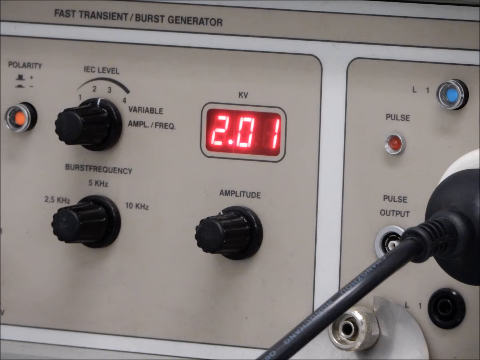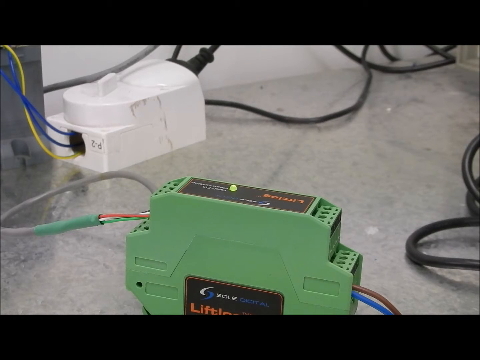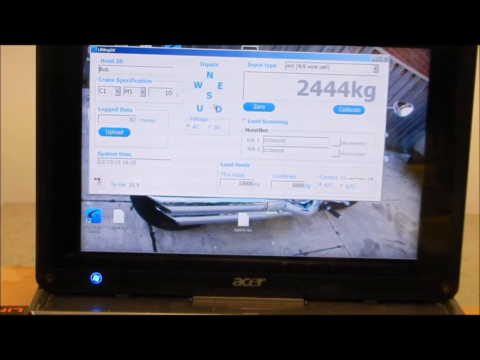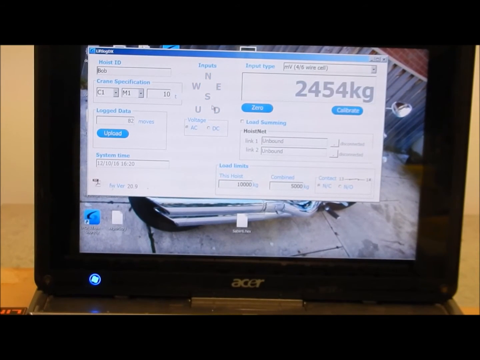When we increase the spike level to 2 kilovolts, you'll start to notice the unit goes into overload. The LED goes on and off intermittently, and that's a classic example that you've got electrical noise on the system. Also at 2 kilovolts, you notice the load has shifted to 2.5 tons from 4 tons. That's because the noise is getting into the load cell signal, and when we turn the noise off, it goes back up to 4.2 tons.